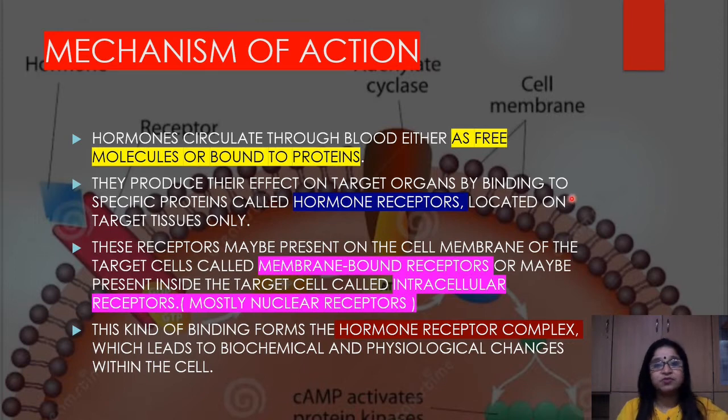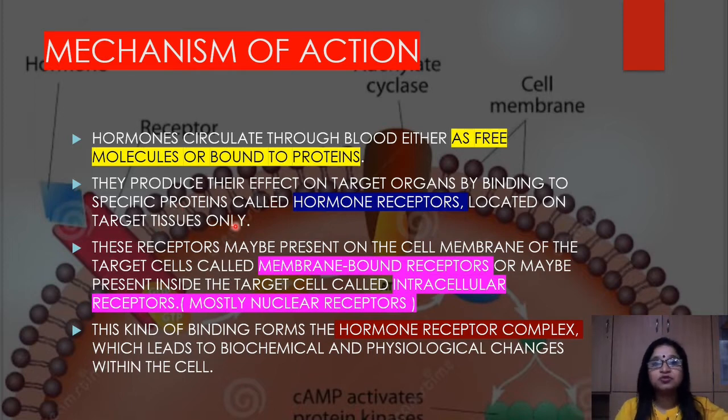Now that we know the types of hormones in our body, we should also know how they act on our body. So let us see the mechanism of action. Hormones, as I have told you, are secreted by the endocrine glands and do not have ducts, so they flow through blood. Hormones circulate through blood either as free molecules, or sometimes bound to proteins. They produce their effect on target organs by binding to specific proteins called hormone receptors, which are located on the target tissues only.